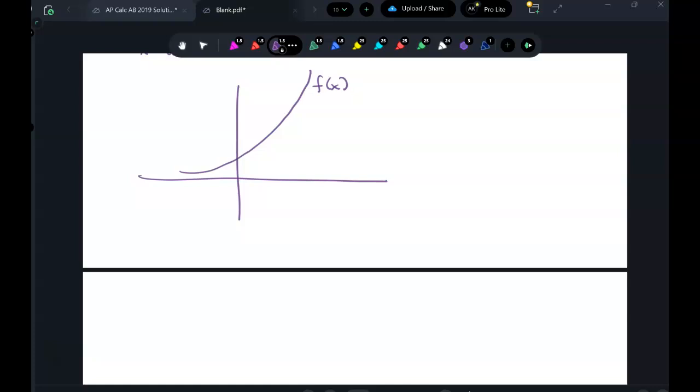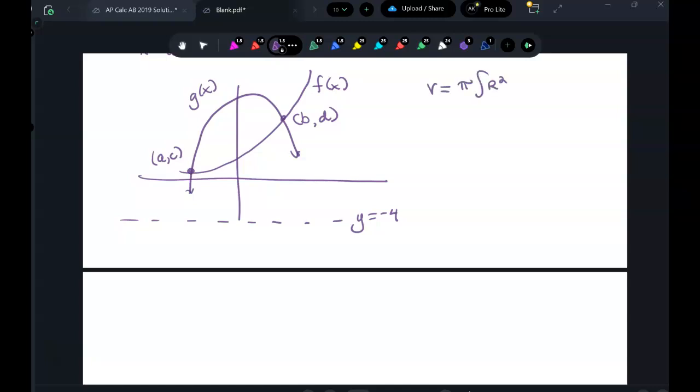If I just write f of x and we'll call this g of x, and we'll call this a comma c. This is c comma d, or sorry, b comma d. Let's say I want to rotate this about the line y equals -4. Volume is going to be pi big R squared minus little r squared from A to B, right? So I got my A and B. All you need to remember, and again on FRQ, if you just set it up like this.